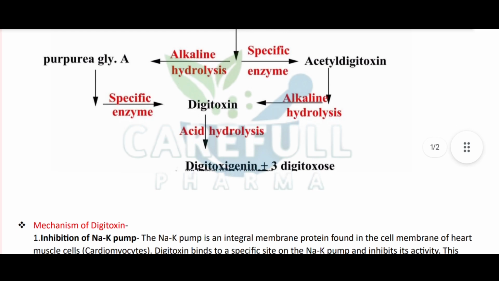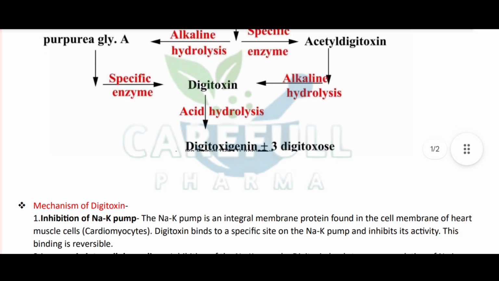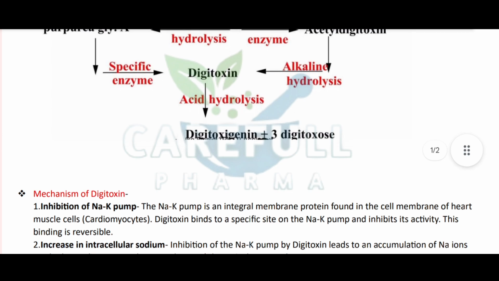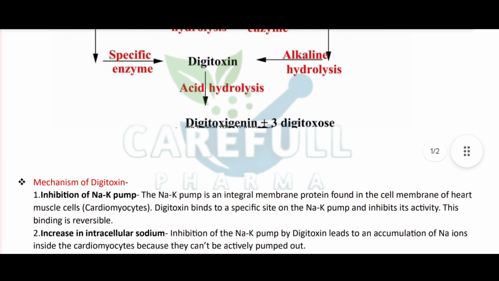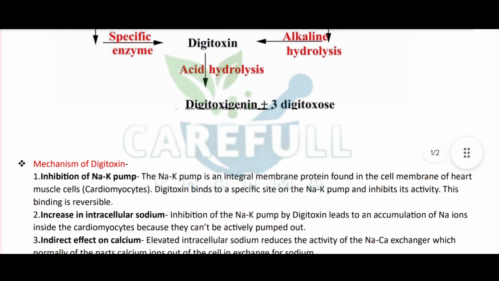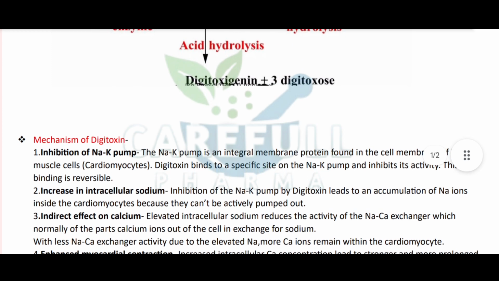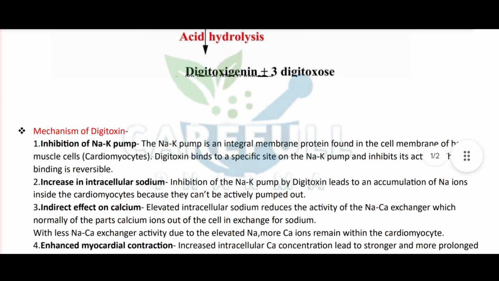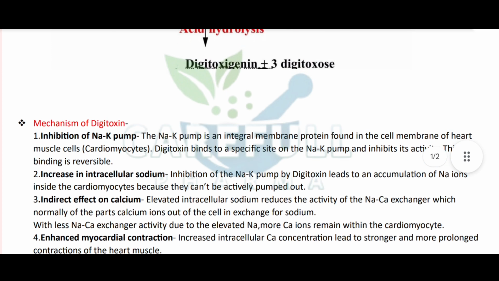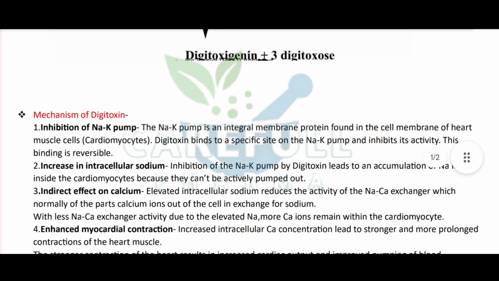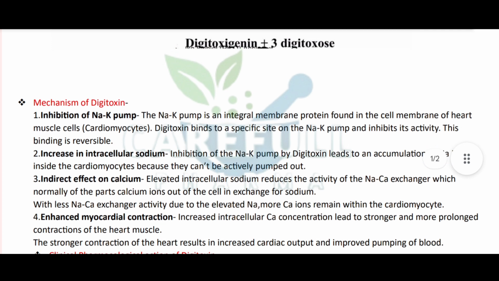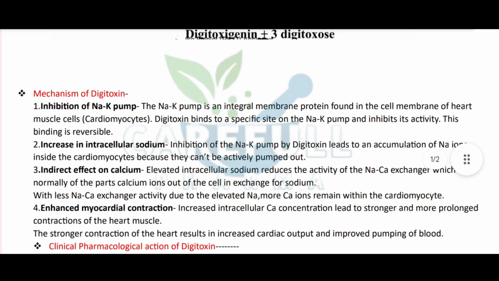Mechanism of digitoxin. 1. Inhibition of Na-K pump. The Na-K pump is an integral membrane protein found in the cell membrane of heart muscle cells, cardiomyocytes. Digitoxin binds to a specific site on the Na-K pump and inhibits its activity. This binding is reversible. 2. Increase in intracellular sodium. Inhibition of the Na-K pump by digitoxin leads to an accumulation of Na ions inside the cardiomyocytes because they can't be actively pumped out.